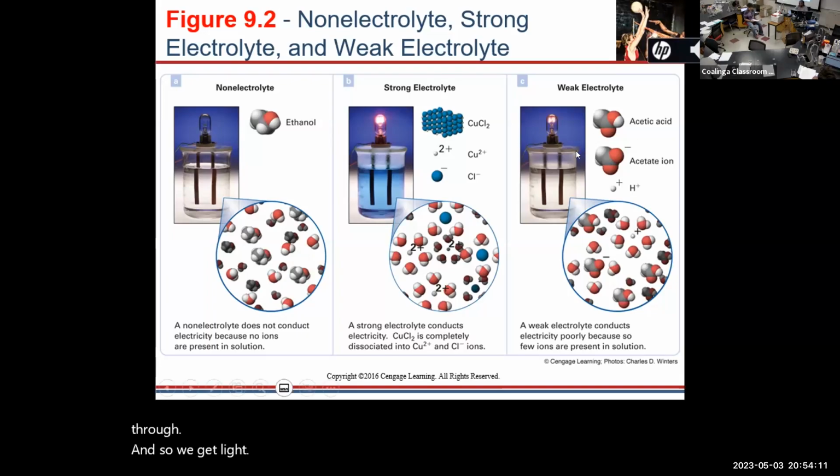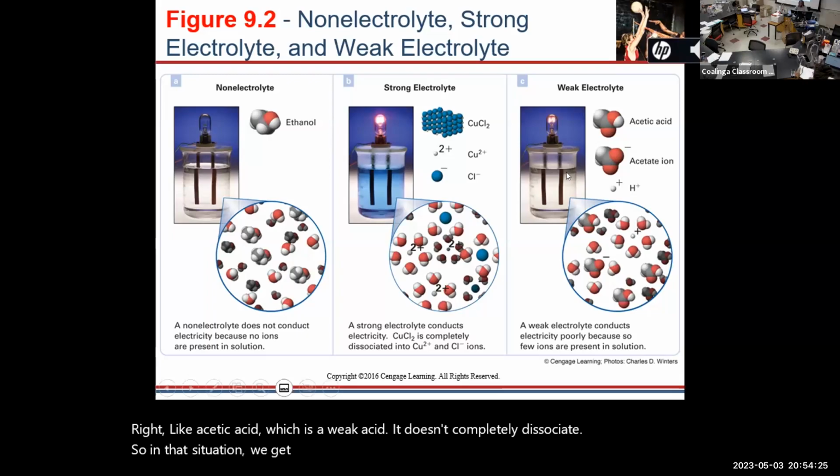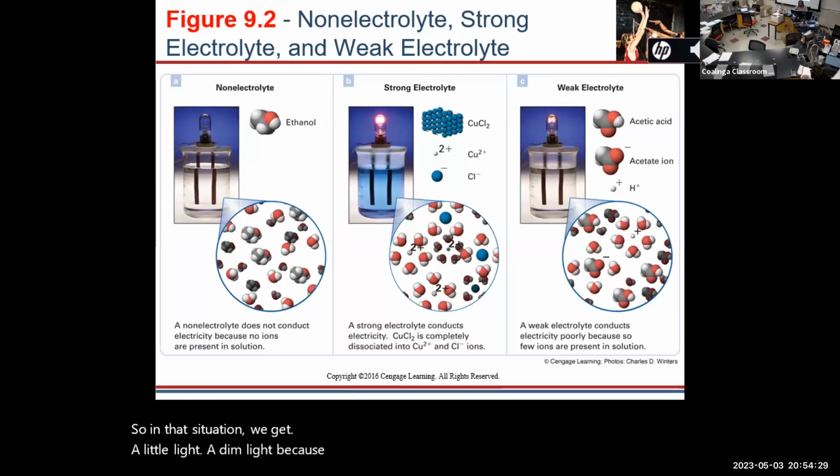In the case of solutions that dissociate weakly, like acetic acid, which is a weak acid, it doesn't completely dissociate. So in that situation, we get a little light, a dim light, because we have just a little bit of ions available for the electricity to flow through.